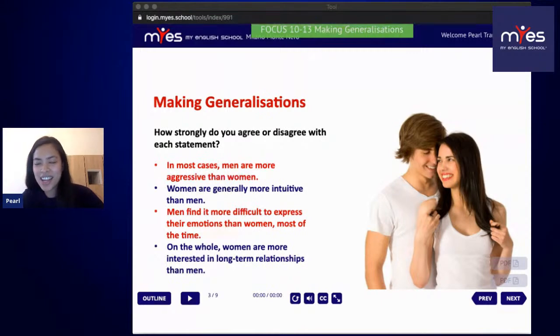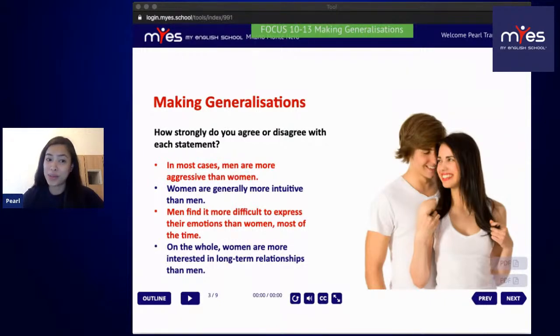Okay, Valeria, I agree in general, but it depends. There's always some sort of stipulation between every generalization, I think, right? But yeah, in three, I agree for Americans. Italians, I cannot say. I am not sure. Number four, the last one. On the whole, women are more interested in long-term relationships than men.